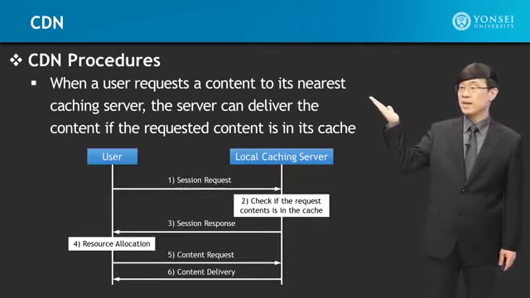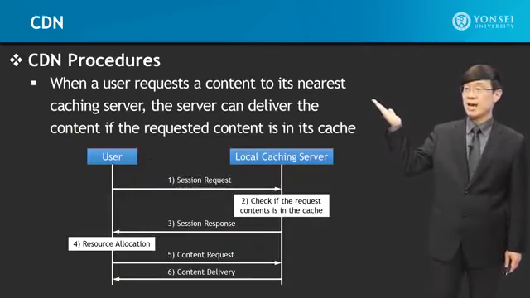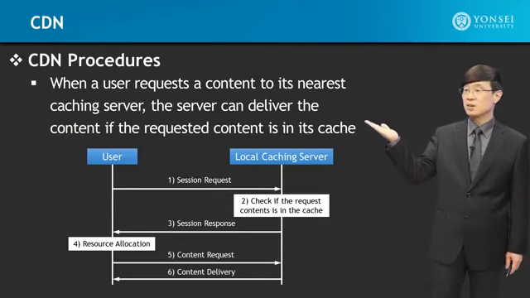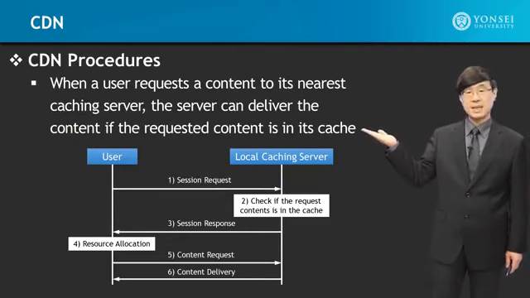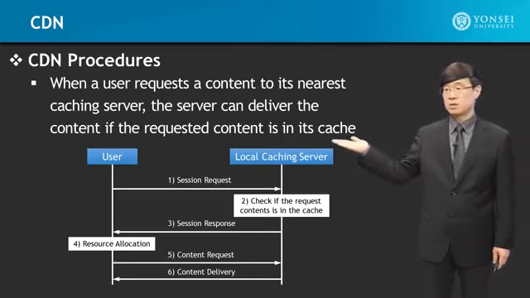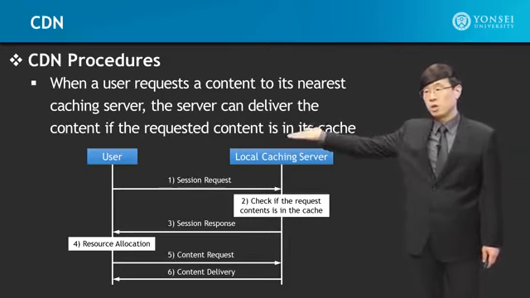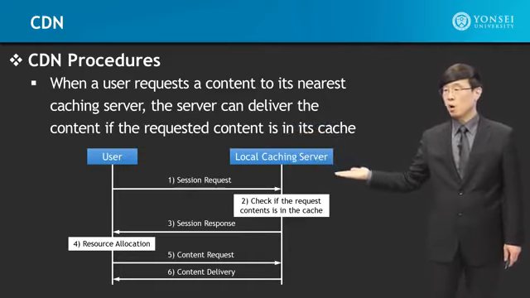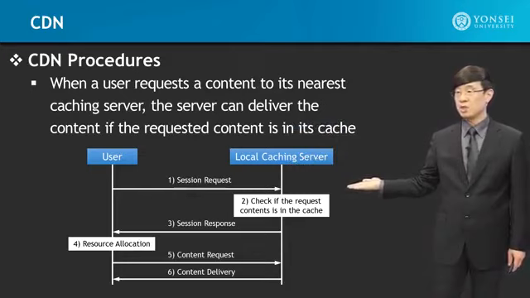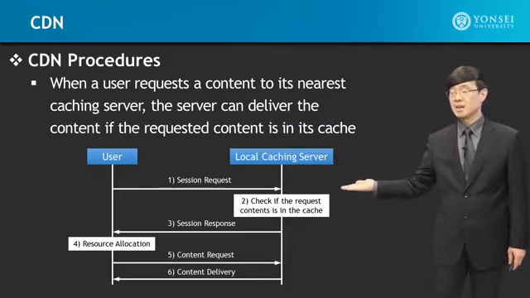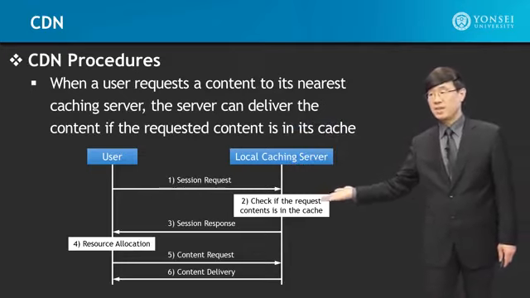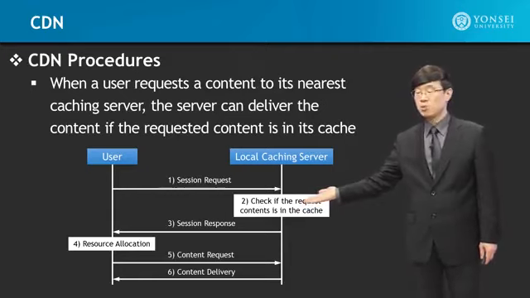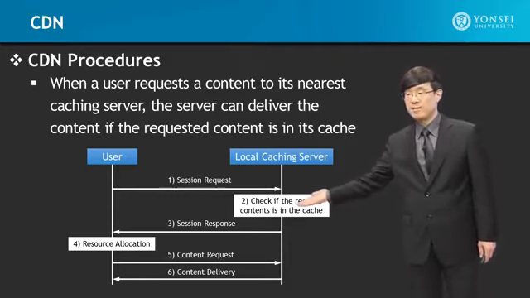When a user requests a content to its nearest caching server, the server can deliver the content if the requested content is in its cache, as shown in the former example. Here in this case, you'll see very quick delivery, where the user sends a session request and the local caching server has it. It will check if it has the content in its cache, and then it will send back a session response saying that, yes, I have it.